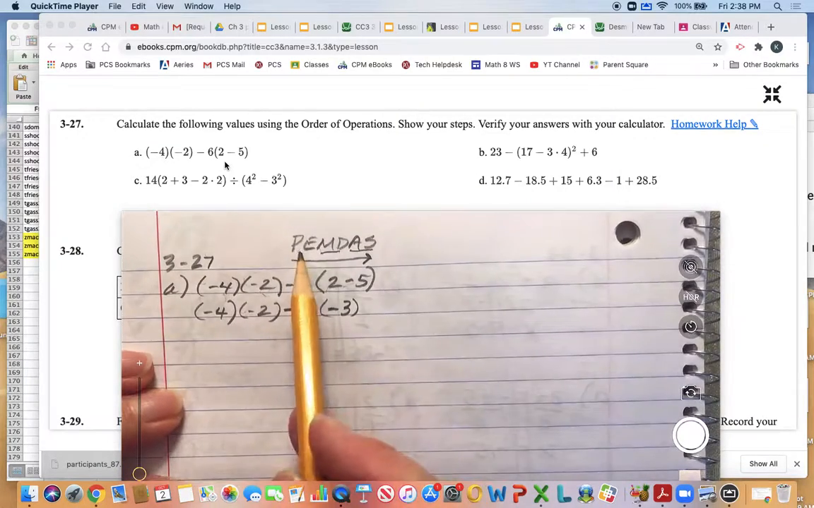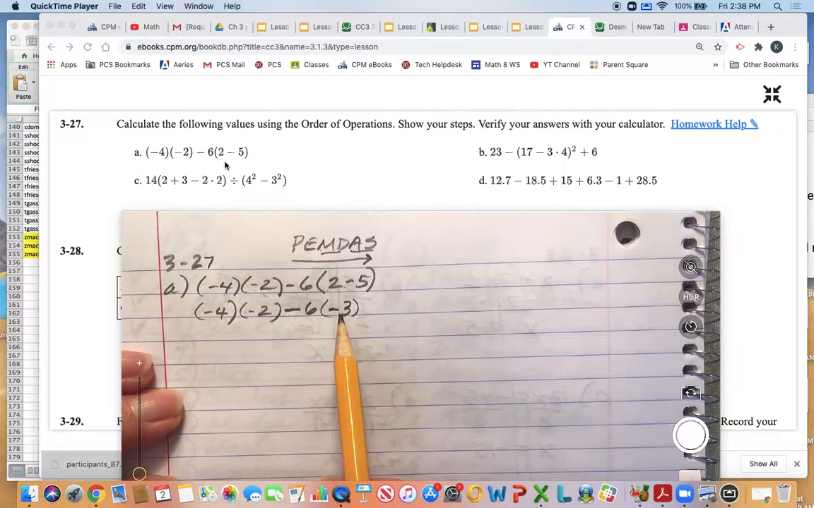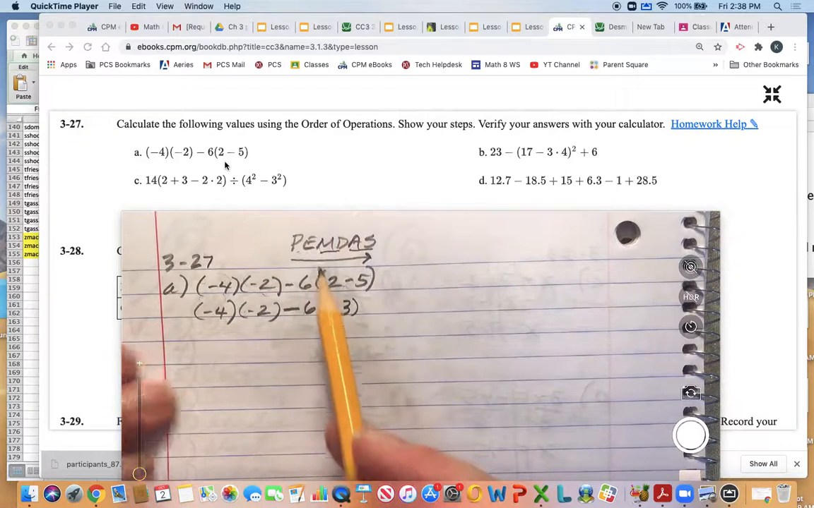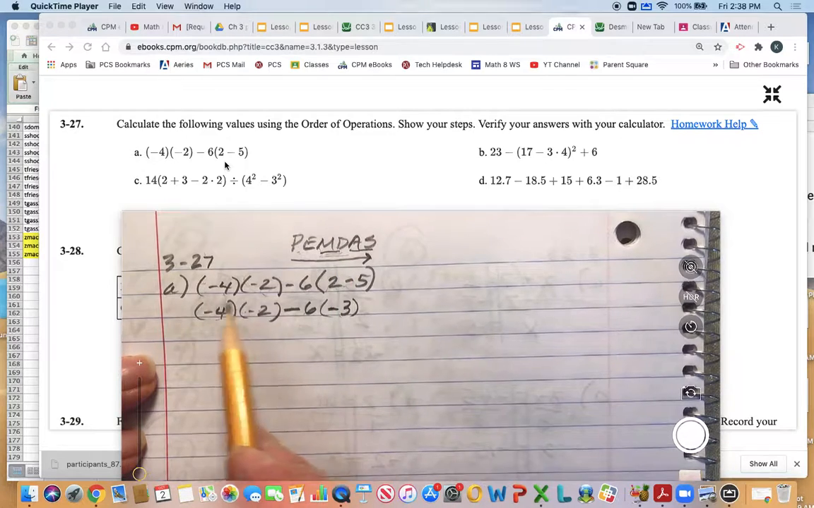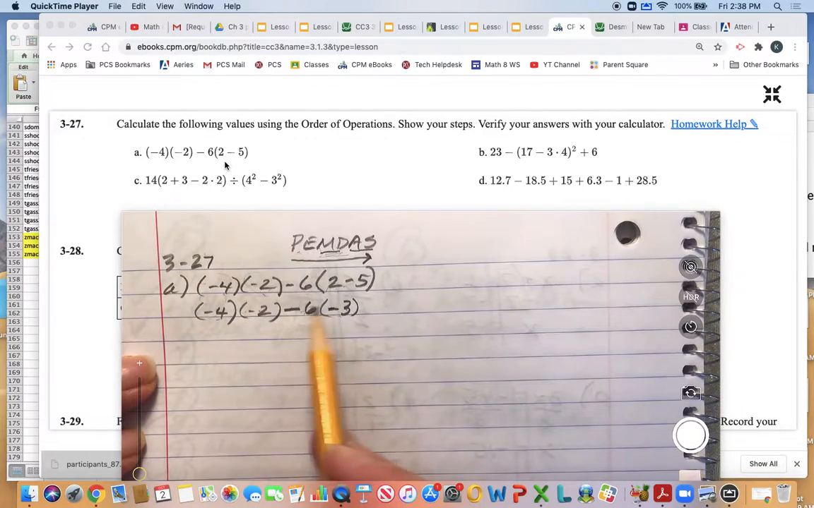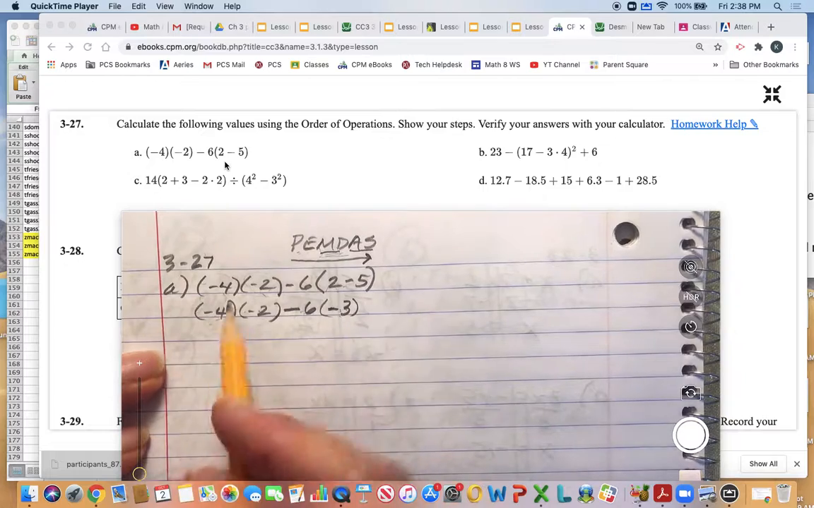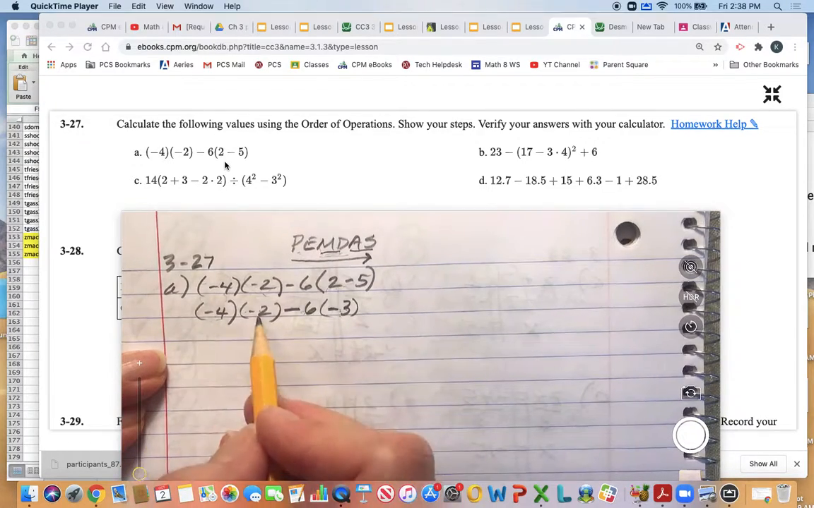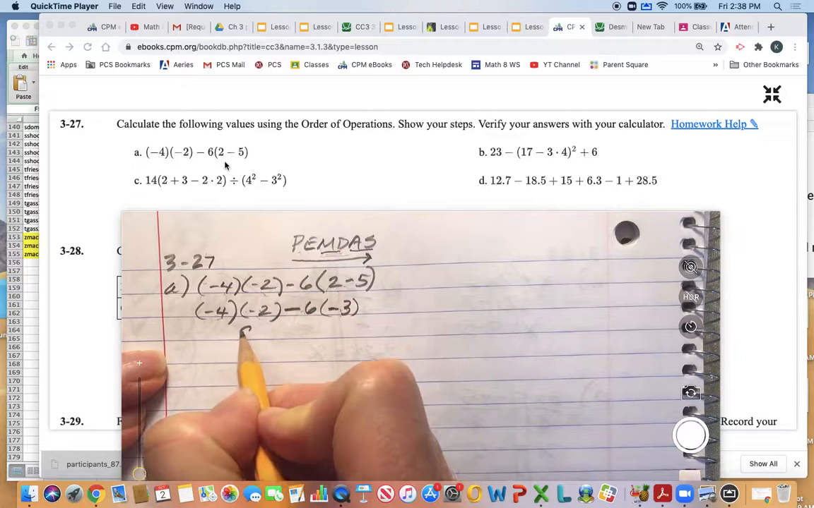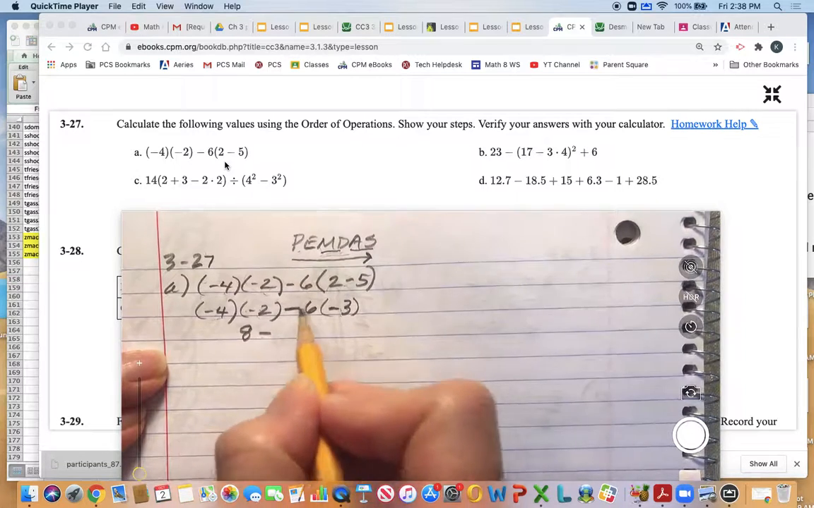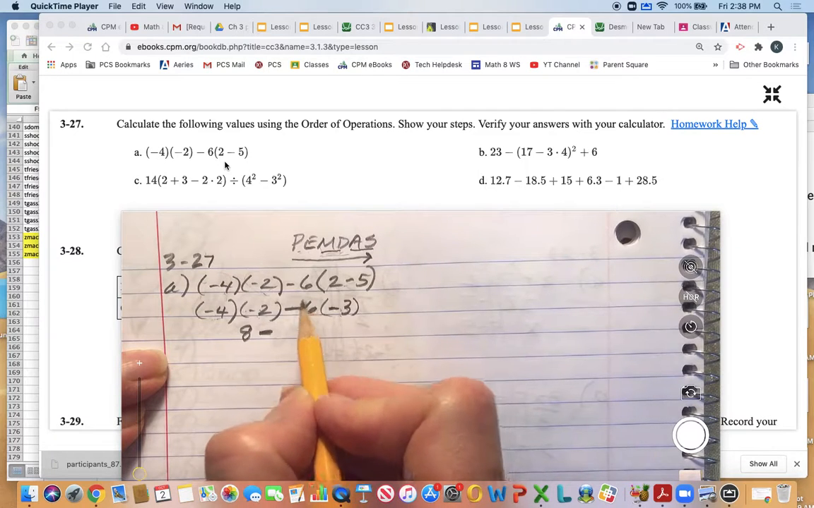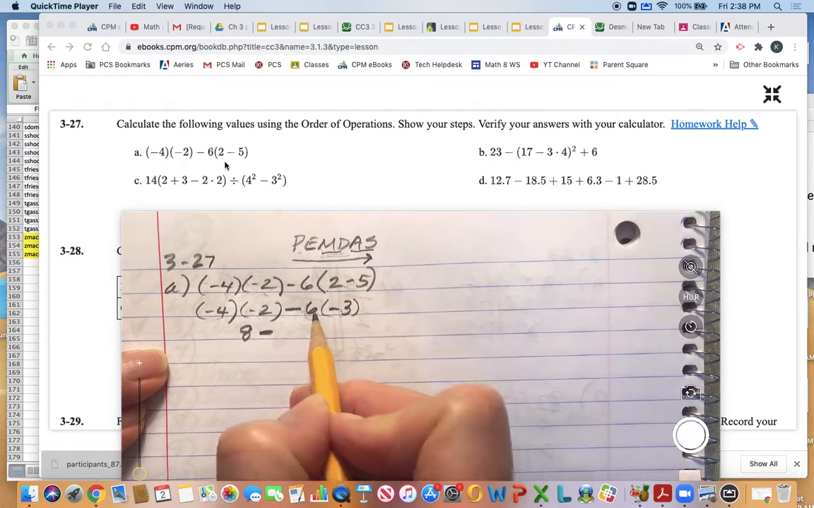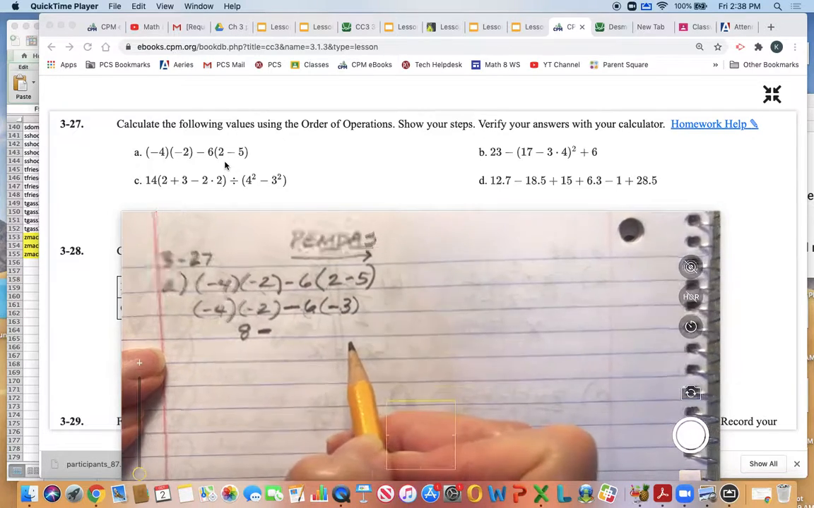Okay, so the next thing is we don't have any exponents. We resolved our parentheses. So now we do the multiplication. So we've got two numbers multiplied here and two numbers multiplied here. So we can multiply -4 times -2, and that's a +8. And then if we put a minus sign here, then we have to treat this as if it's a positive number. So +6 times -3.